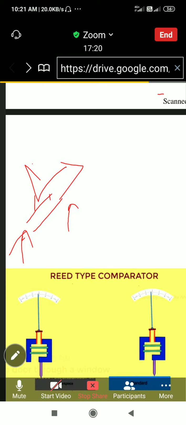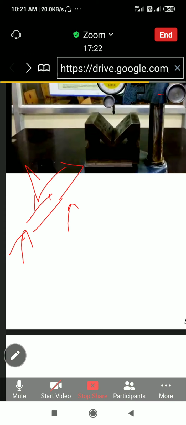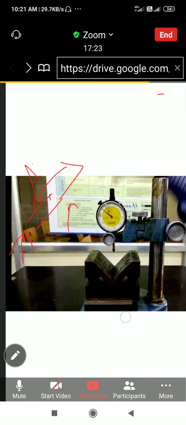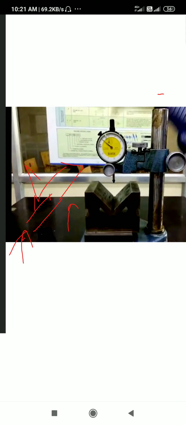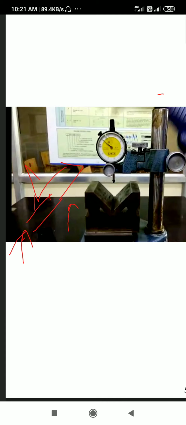Now next we will go with another comparator. You can see this is a diagram of a dial indicator. Dial indicator comparators. I will go further into how the dial indicator comparators work.